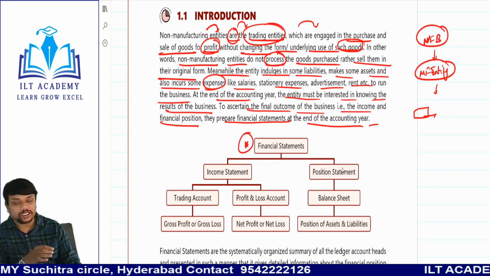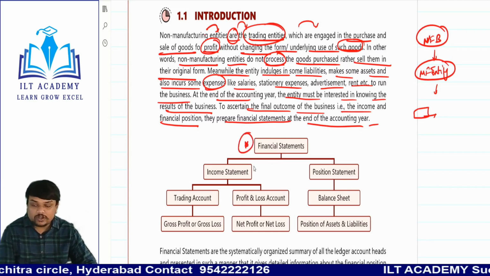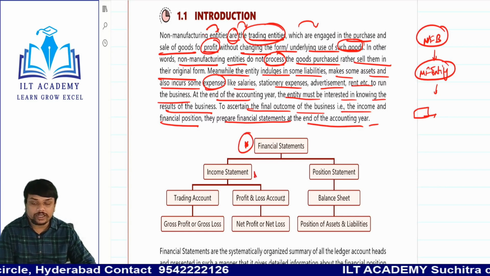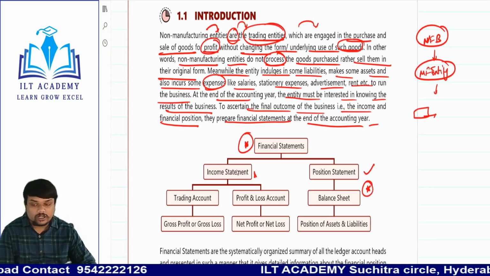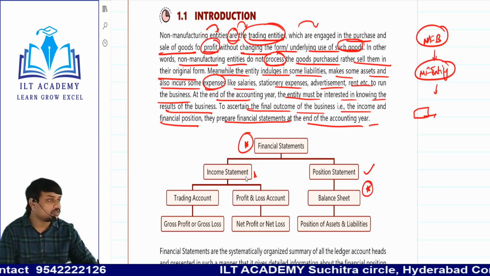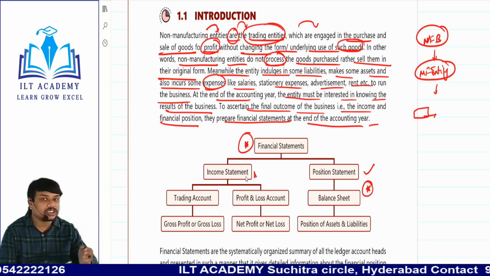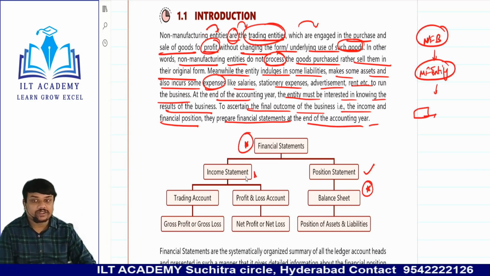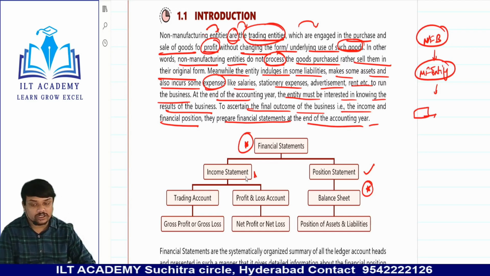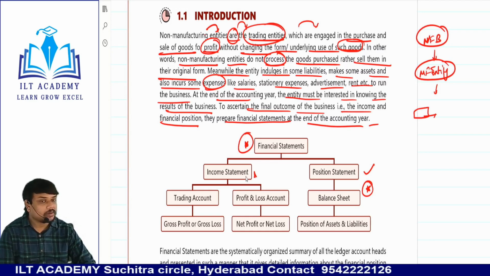Now financial statements consist of two things. One is the income statement and another one is the position statement. The income statement includes the trading account and P&L account. The position statement includes the balance sheet. The income statement, to understand our income, can be further classified into the trading account and profit and loss account.